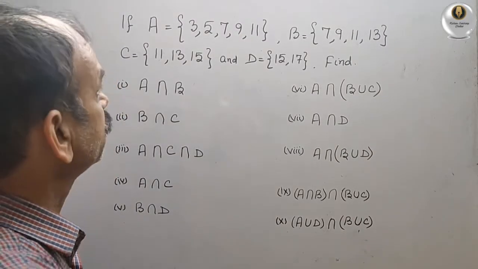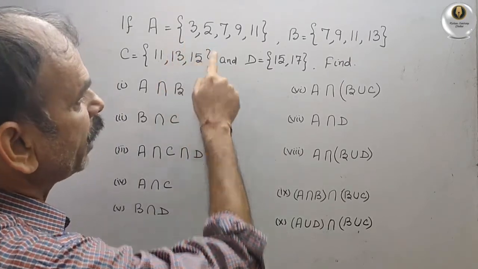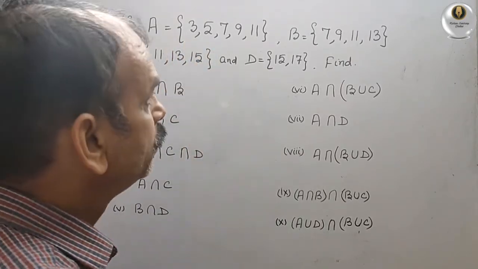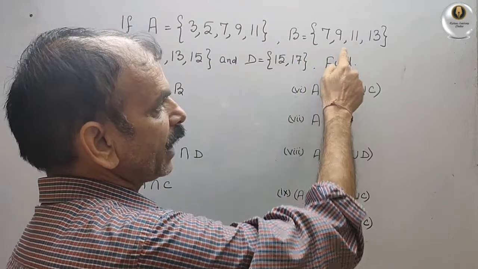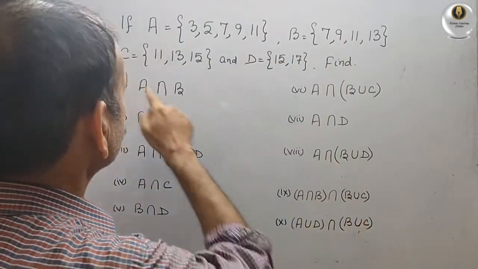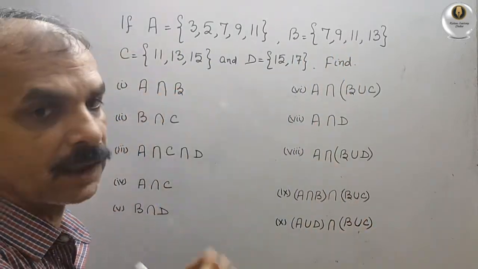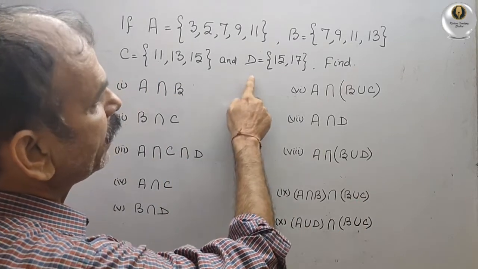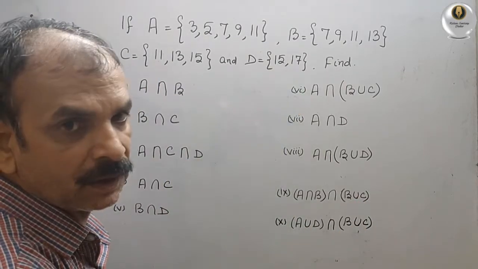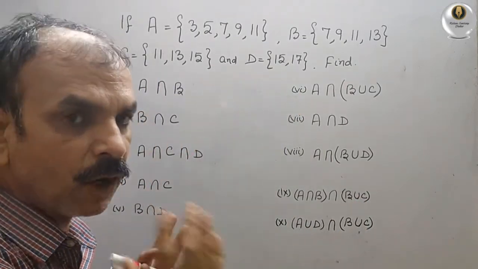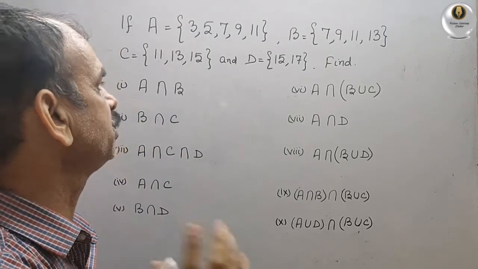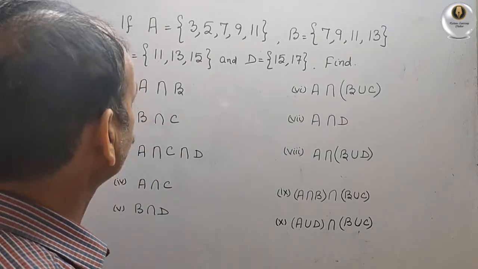Your question is, if A is equal to {3, 5, 7, 9, 11}, B is equal to {7, 9, 11, 13}, C is equal to {11, 13, 15}, and D is equal to {15, 17}. Find what we have to find out, that we will see one by one what they have given.